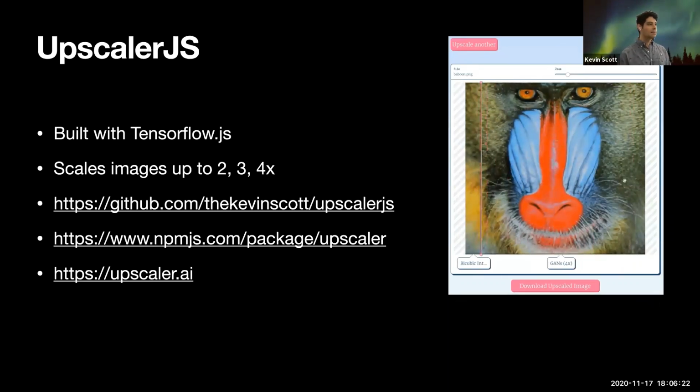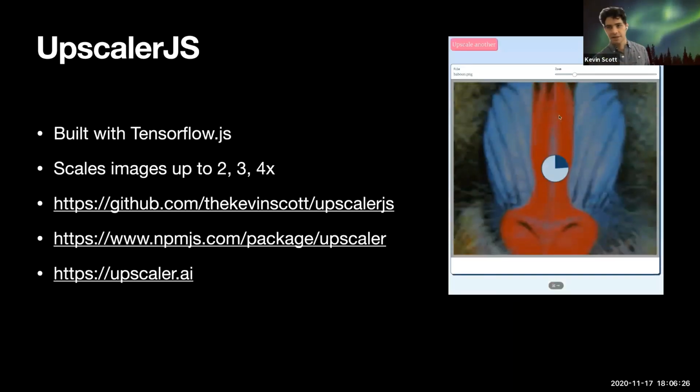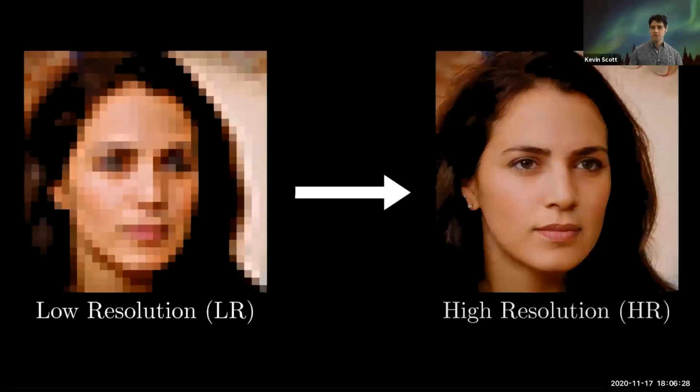I'm going to give a quick overview of the talk, and then I'll dive into it. Super resolution is the process of taking a low resolution image and turning it into a high resolution one. And there's a lot of different techniques for doing this. I will later talk about how I researched and picked which algorithms to use.